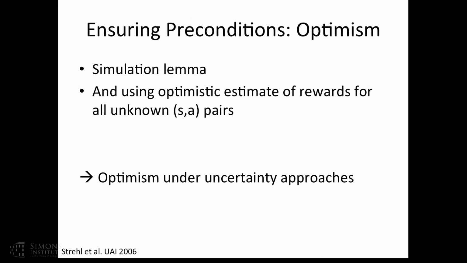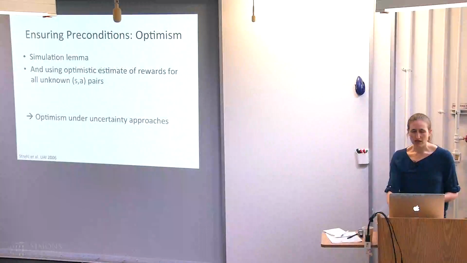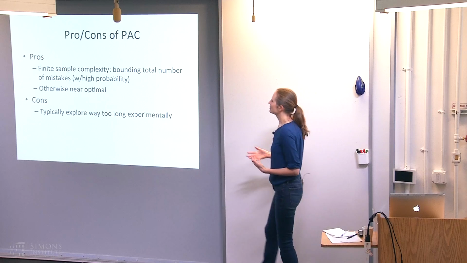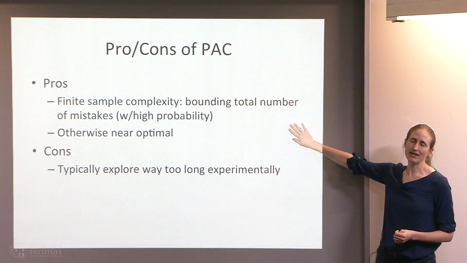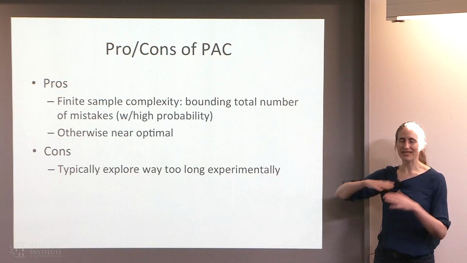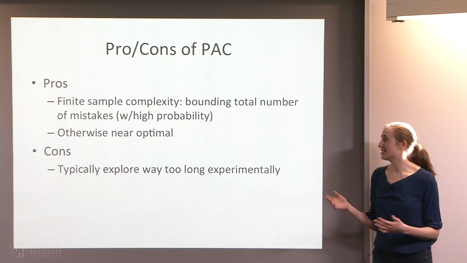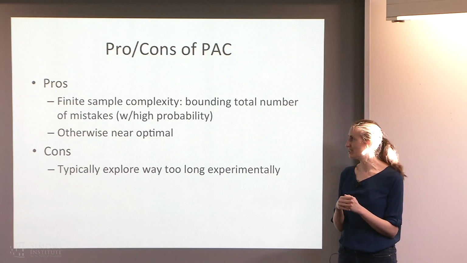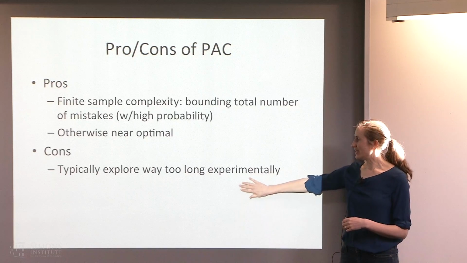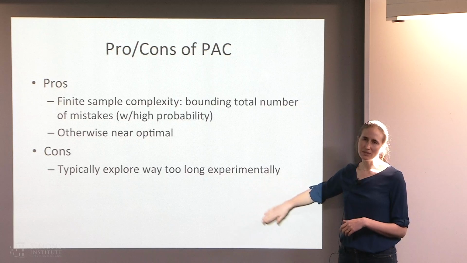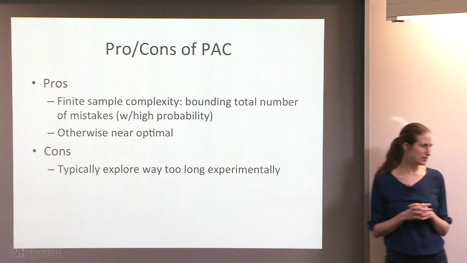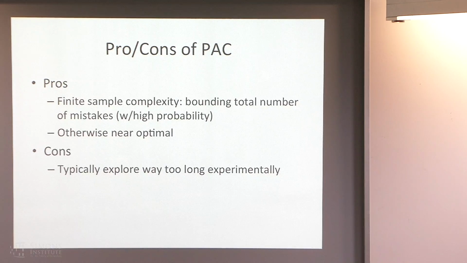I think that there are a number of different positive and negative aspects to taking this particular approach. The positive is that we get a finite sample complexity. So we're really bounding the total number of mistakes that we ever make, with high probability. We're not saying that asymptotically we're going to get good performance. We're saying that on all but a certain number of steps, we're going to be making good decisions. The downside is that if we try to implement this, normally we end up exploring for way, way longer than is actually necessary. So I think it's always helpful to instantiate bounds.